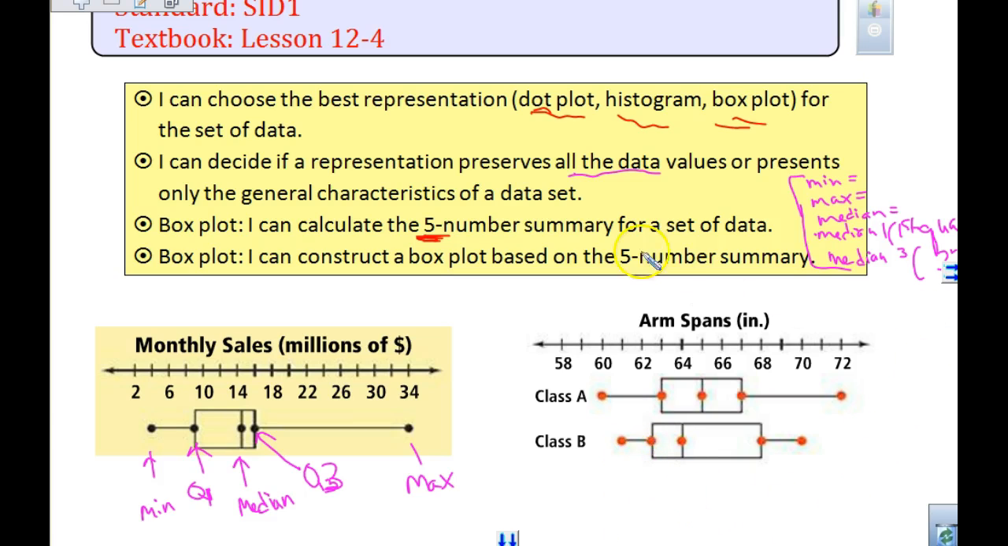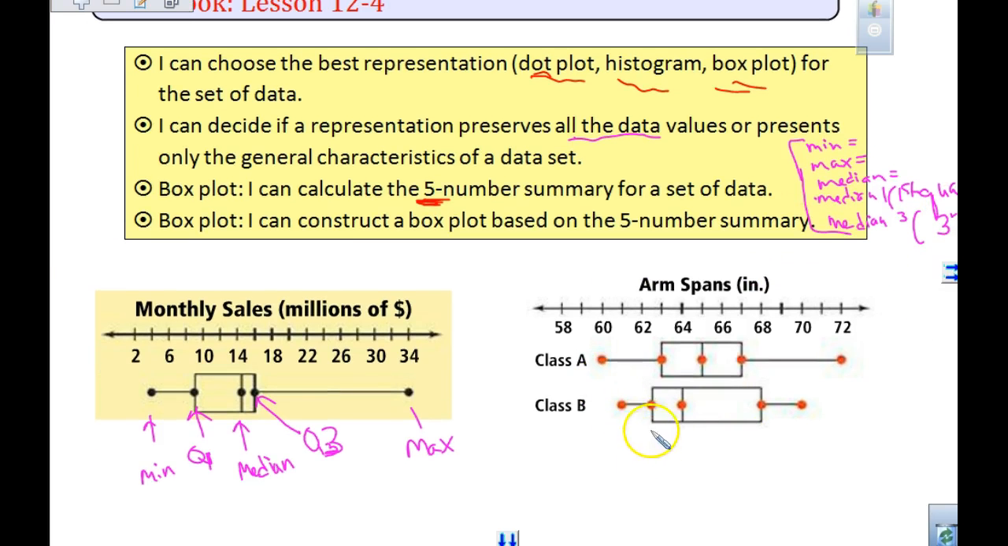The first number is always the minimum of your data, right? So this is always our smallest number. The top number for this data, Class B's arm span, was their maximum. These two are really easy to find when you look at your data. This one is also pretty easy. It is your exact median. We talked yesterday about all the statistics: mean, median, mode, range. This is simply the middle of your data, right? Middle of your data.